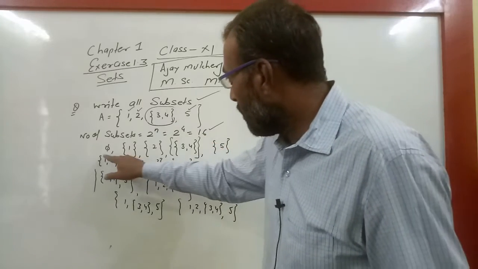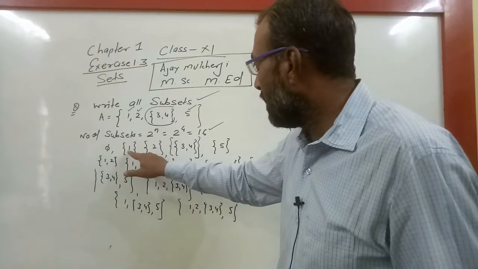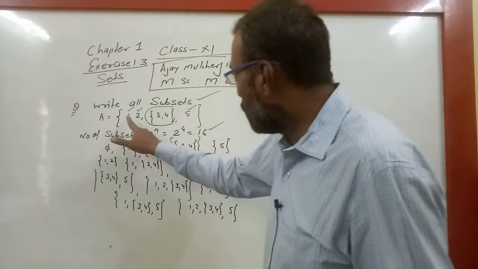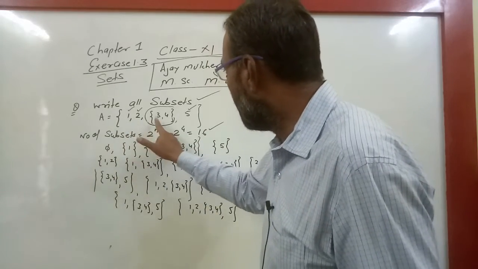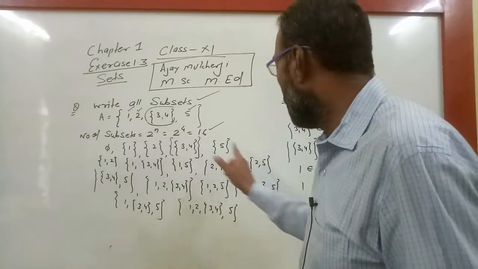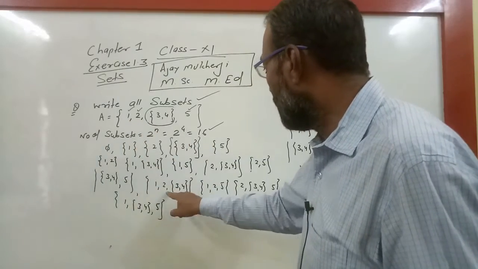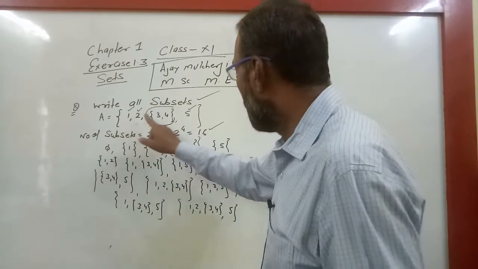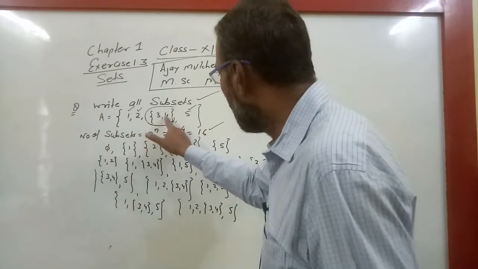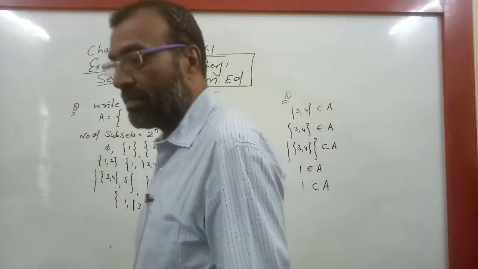In the first line we take the empty set and single elements: {1}, {2}, {3, 4}, and {5} in brackets. Then two together: {1, 2}, {1, {3, 4}}, {1, 5}, {2, {3, 4}}, {2, 5}. In the third line, three together: {1, 2, {3, 4}}, {1, 2, 5}, {2, {3, 4}, 5}, {1, {3, 4}, 5}, and at last all four. These are called subsets.